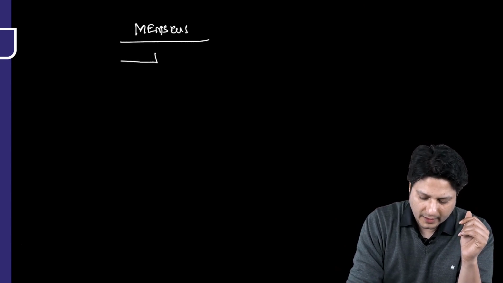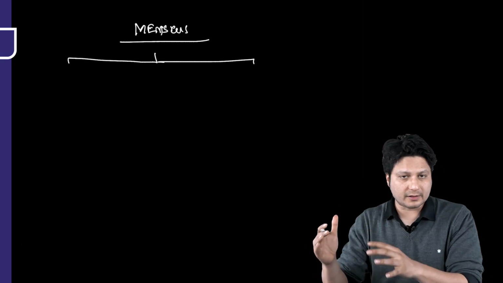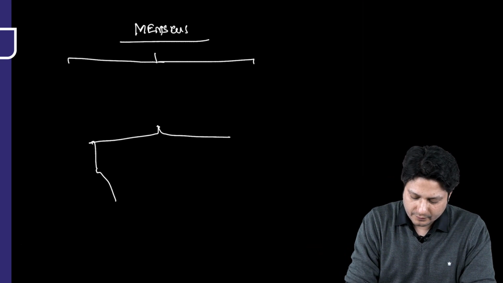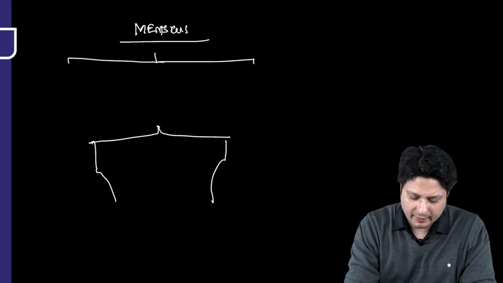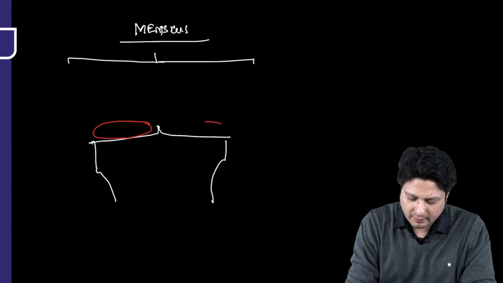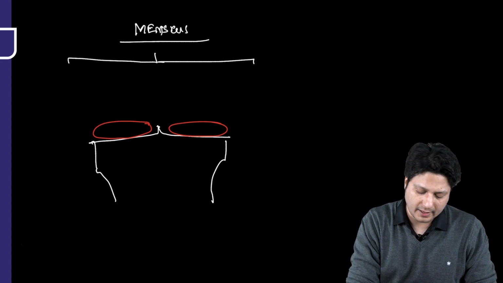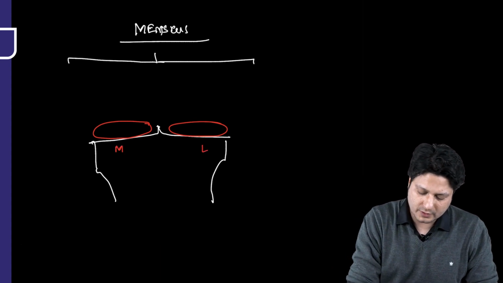Now, there are two types of menisci. One is the medial meniscus and the other one is the lateral meniscus. Now, imagine this is the tibial plateau. Over the tibial plateau, we have two cups which are holding the distal femoral condyles, one on the medial side, the other on the lateral side. That is, on the medial side we have the medial meniscus, and on the lateral side we have the lateral meniscus. So, these are the menisci.